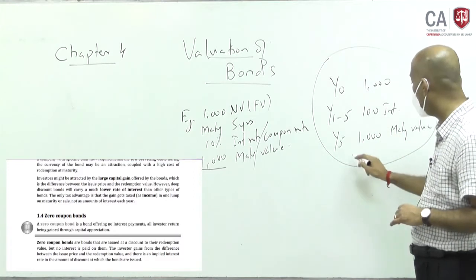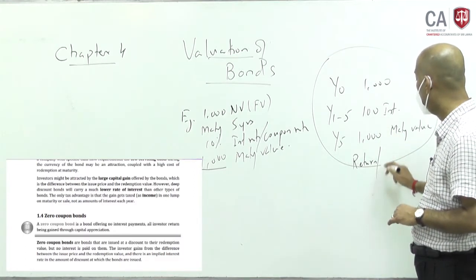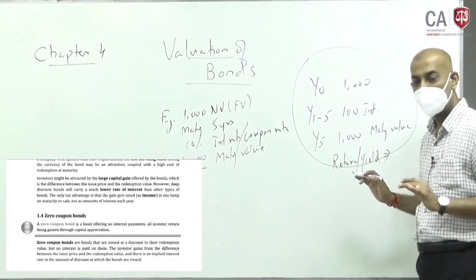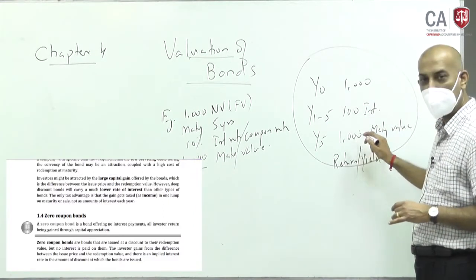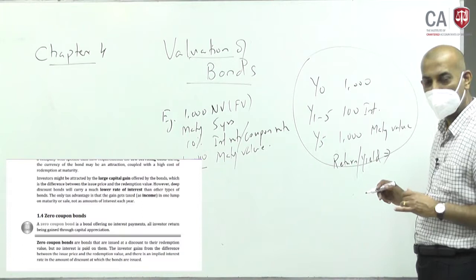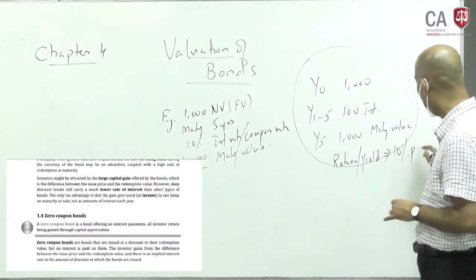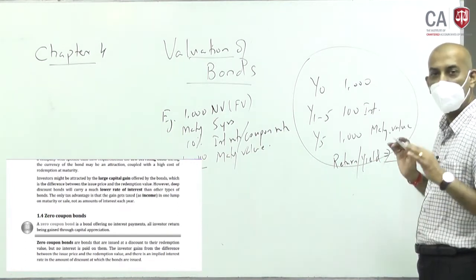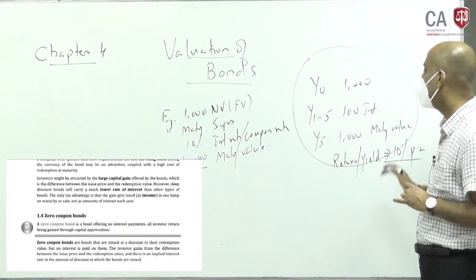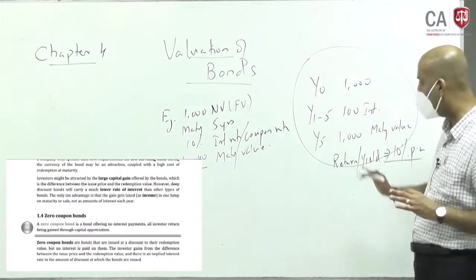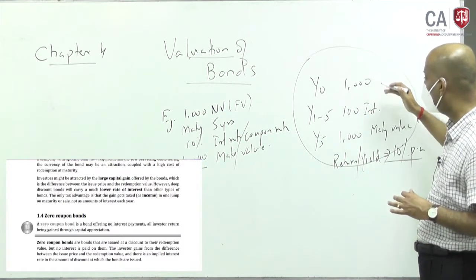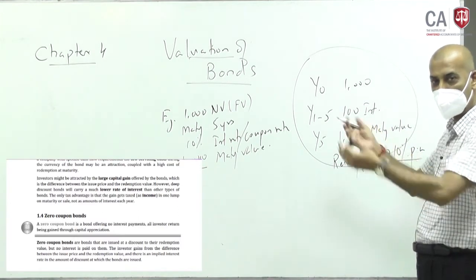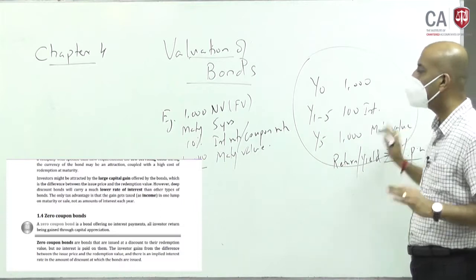Now what is the return of the bond? Return or yield of this bond: it is issued at 1000, redeemed at 1000, and annually you are paid a coupon rate of 10%. So your return is going to be 10% per annum. Annually you get 10%, which is the yield or return of this debenture. So this is a simple example of a debenture. What are the cash flows involved? You invest 1000 rupees, you get annually 100 rupees, that's your coupon interest, and at maturity you get the face value of 1000 rupees, that is the maturity value, redemption value. This is a basic example.